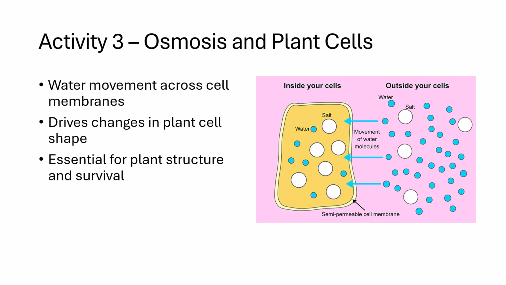Now that you've observed the structure of Elodea cells, we're going to look at how water movement affects those cells. This process is called osmosis, and it plays a major role in maintaining the shape and function of plant cells. As water moves in and out of the cell, it changes the pressure inside the cell, which directly affects how the cell looks under the microscope.